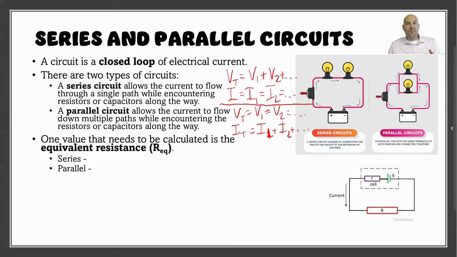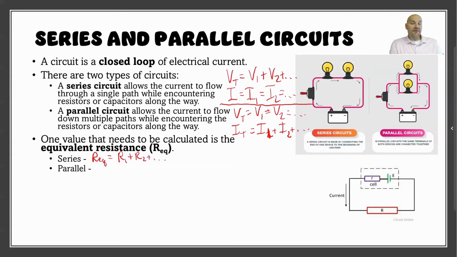But in both cases, we can take all the resistors in the circuit and replace them with a single resistor to get the same effect, to make it a simple circuit. We call that equivalent resistance. To find the equivalent resistance for a series circuit, you simply add up the resistors: R1 plus R2 plus R3.